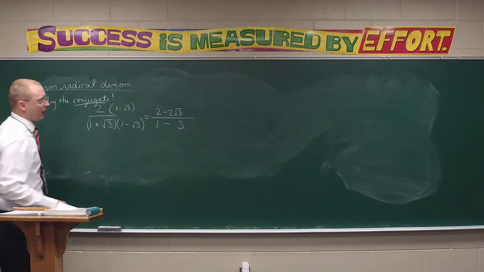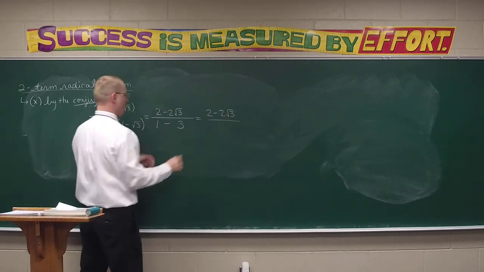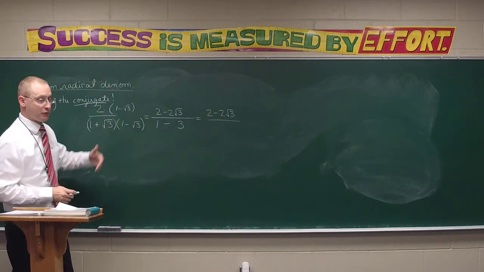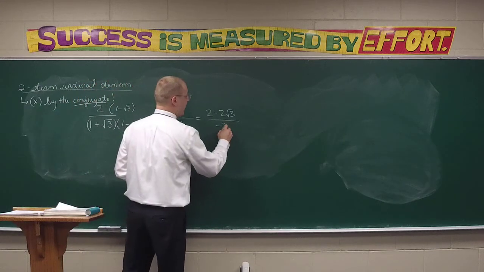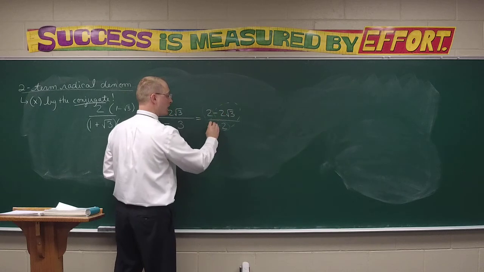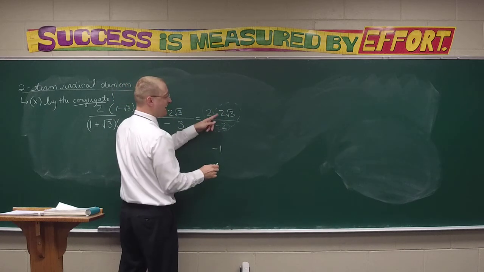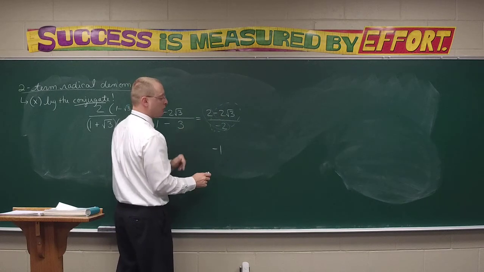And then from here, I can actually simplify the denominator even a little bit more, right? 1 minus 3 or 1 negative 3, class? Negative 2. And I can even divide a little bit here. And divide a little bit here. What's 2 divided by negative 2? And what's negative 2 square root of 3 divided by negative 2?